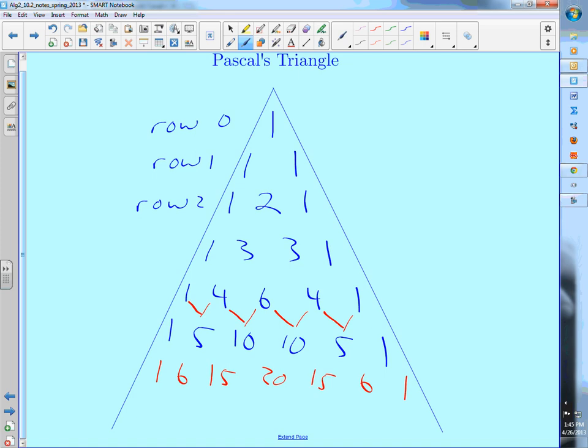So on the ends here in row 6, we have 1s on the ends. Second and second to last term are 6s. Third and third to last term are 15s. And 20s in the middle. Row 7, 1, 7, 21, 35, 35, 21, 7, 1. And like I said, you can really generate Pascal's triangle rather quickly.